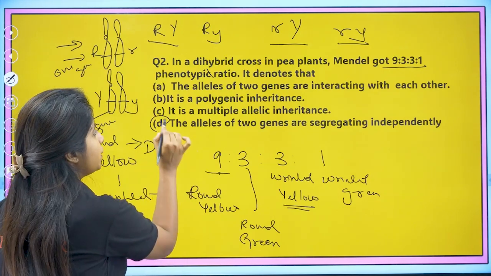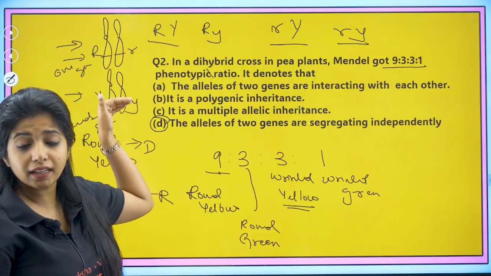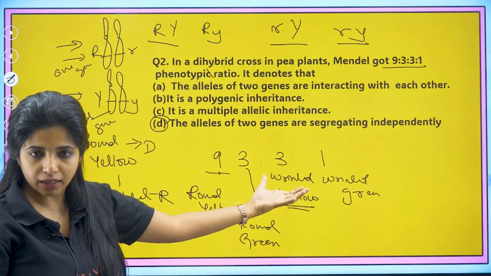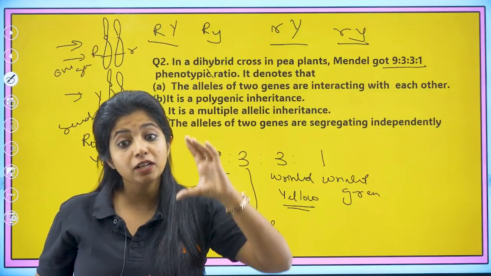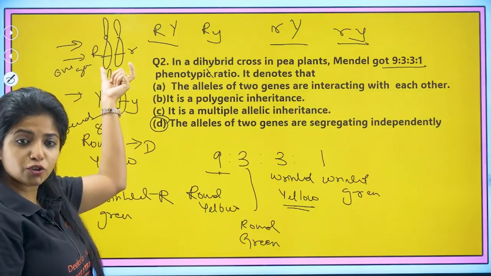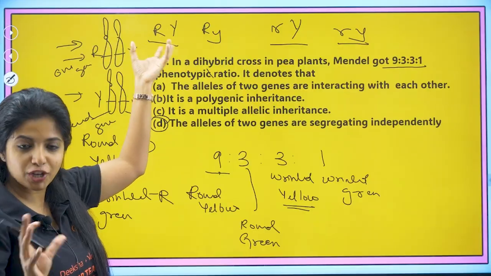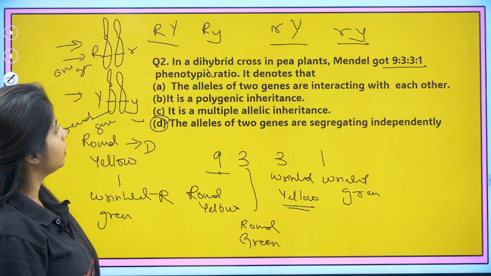So your answer would be D, not A. The alleles of two genes are interacting with each other? If they are interacting, then no new character should be seen. Is it a polygenic inheritance? Polygenic inheritance means multiple genes are responsible for one character. No, here one gene is responsible for one character, that is the shape. Another gene is responsible for another character, that is the color.